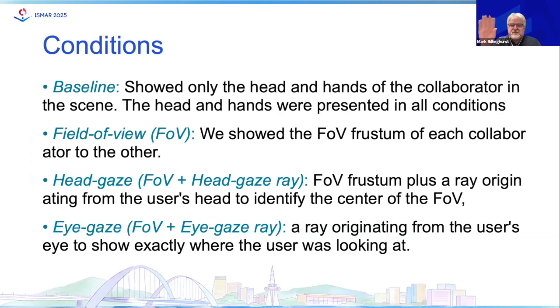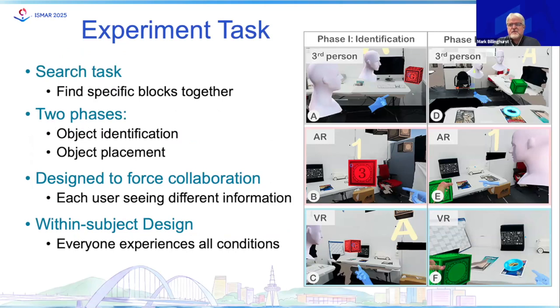So we had four conditions. A baseline condition where there were just the heads of people showing, a field of view condition where you saw the view frustum, then another one with the view frustum and a head gaze, and another one with the view frustum and an eye gaze. The goal of the task was to find blocks together, and then when you found the block and communicated together, you would solve a puzzle.